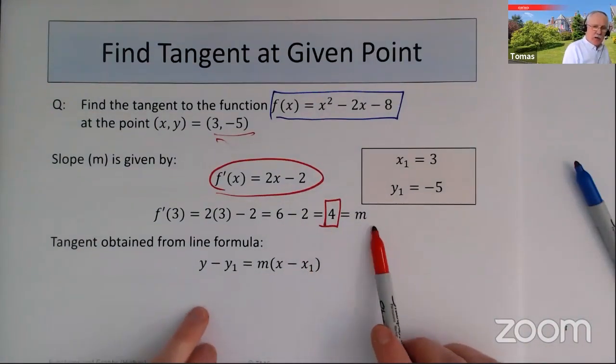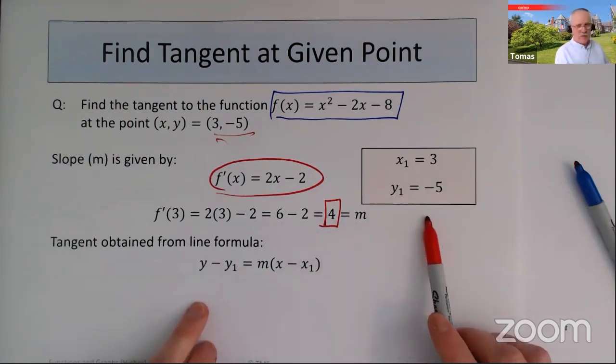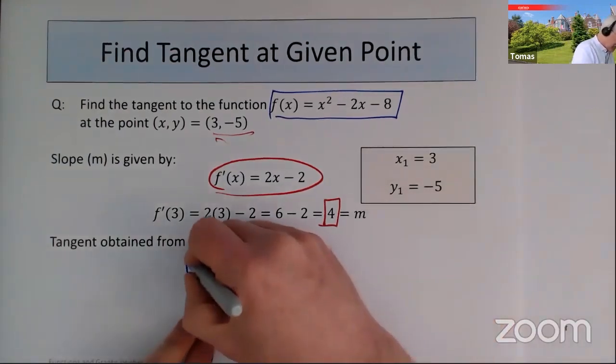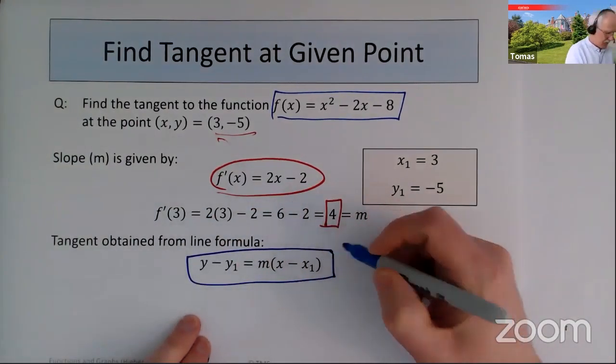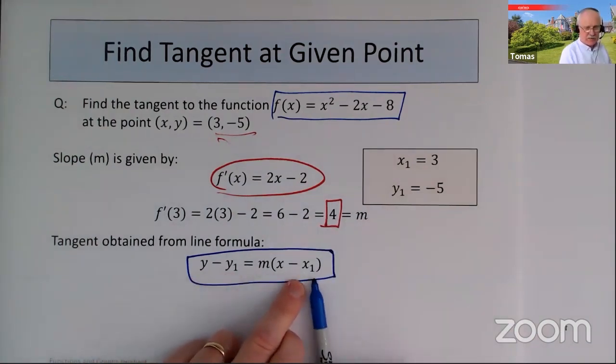But we jump to another part of the course now, and we say we don't have to work this out because there's a formula in the line section in the tables that says y minus y1 is m into x minus x1.